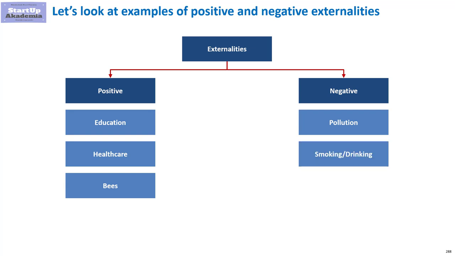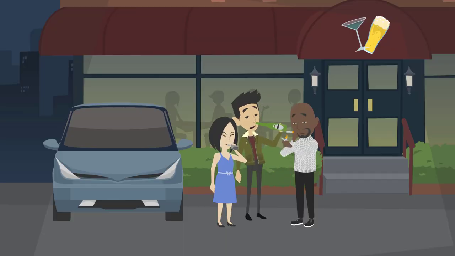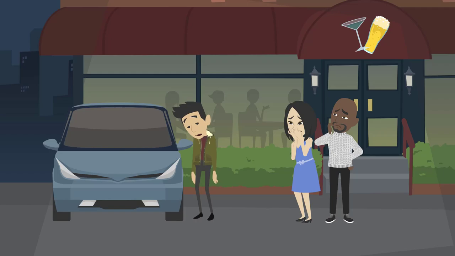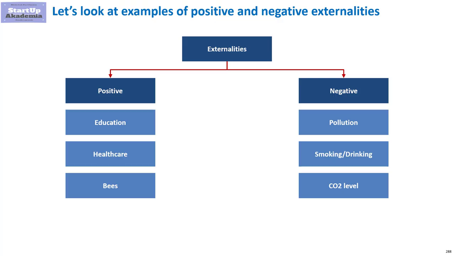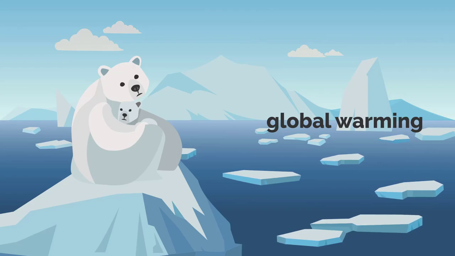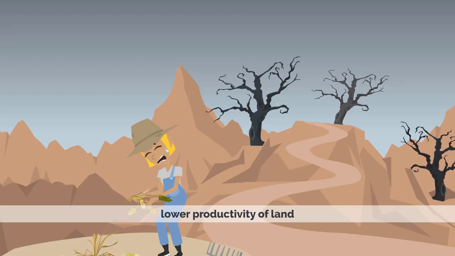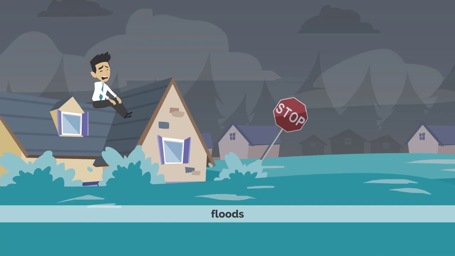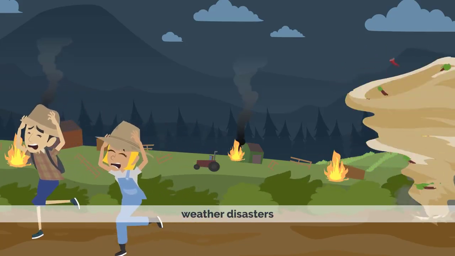Other examples of negative externalities are smoking and drinking. Both activities harm not only the people performing them, but also the people who are nearby. Last but not least, we have the ultimate negative externality, the CO2 level. It is a byproduct of our civilization that causes global warming. This in turn means lower productivity of land in many places, floods, and other weather disasters.